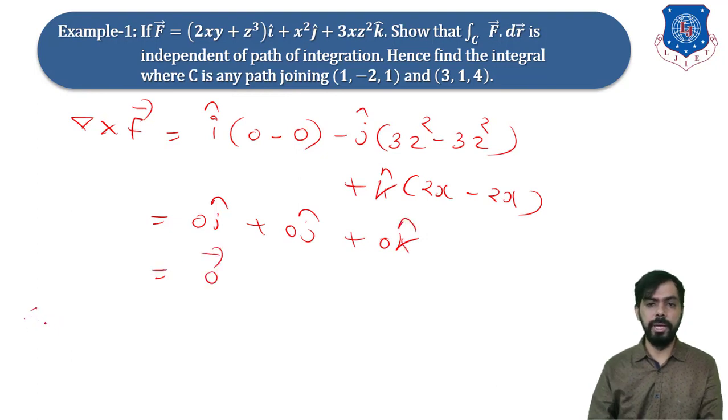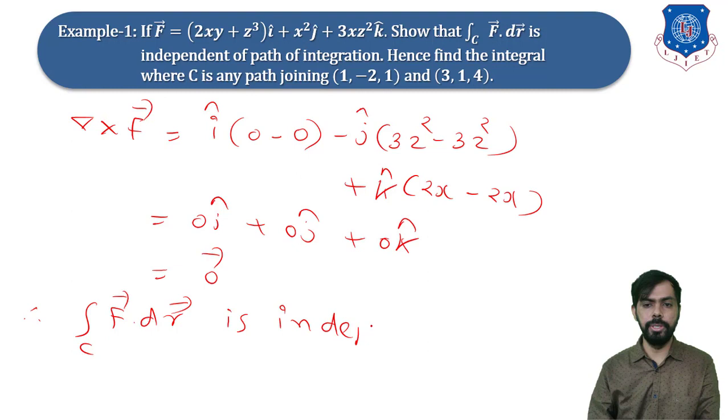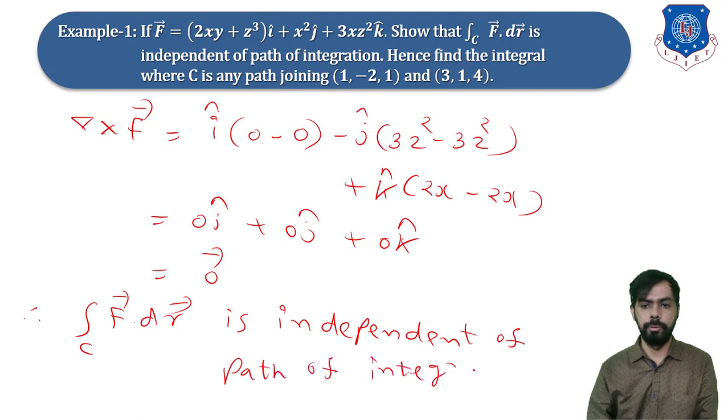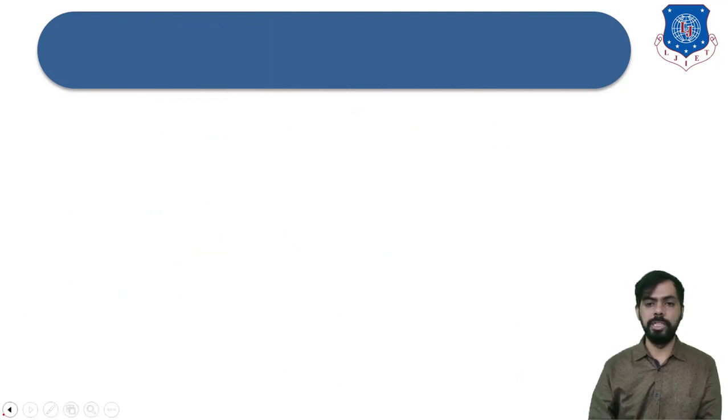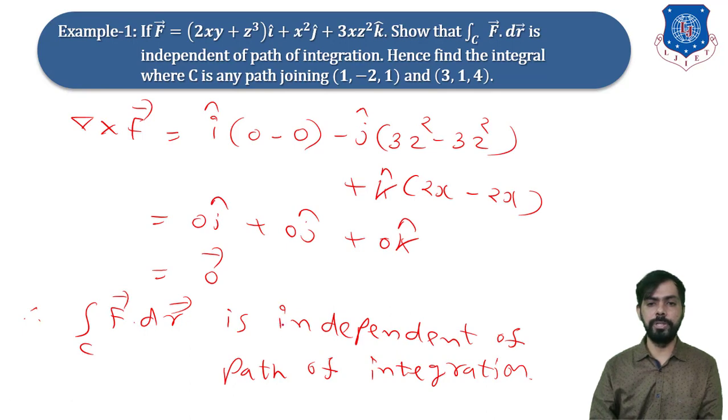Therefore we can say that the integration of F dot dr over a curve C is independent of the path of integration. Clear? Because as we have discussed earlier, if curl of F is equal to the 0 vector, then the line integral will be independent of the path of integration.